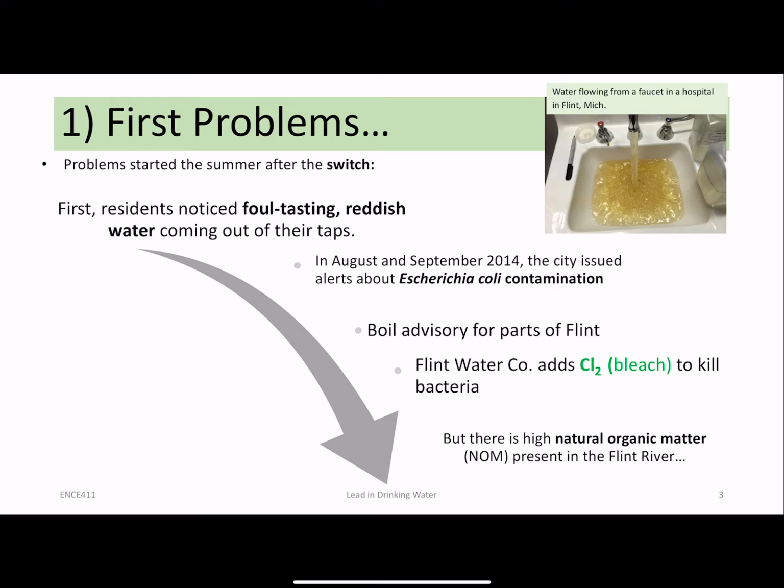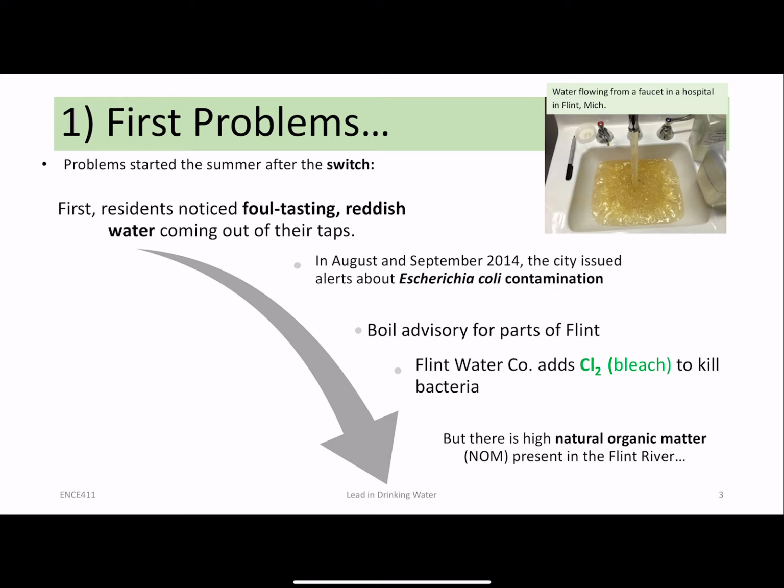And a year after that, in summer 2014, the city issued an alert about Escherichia coli. This is a pathogen, a bacteria in the water, and that bacteria can cause several diseases in humans. So they issued a boil advisory, so people needed to boil the water to get rid of this bacteria. And they decided to add more bleach to kill this bacteria. But they had another problem: the Flint River water quality was very bad.